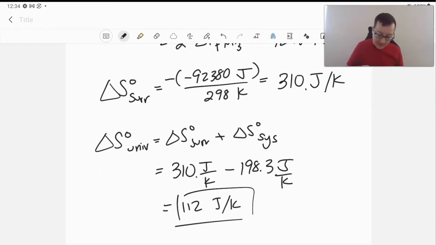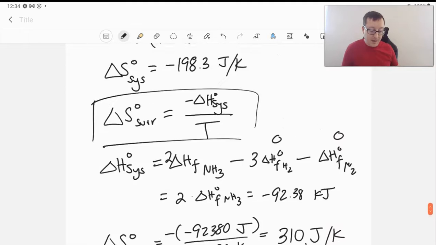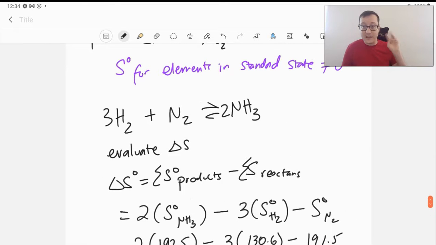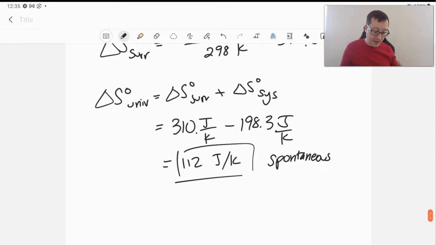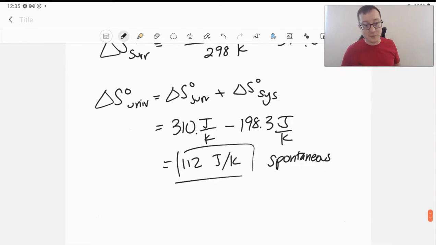Positive value means spontaneous. Hooray! So even though there is a lower entropy associated with this reaction, we're going from 4 moles of gas to 2 moles of gas, the enthalpy also plays a role in determining the spontaneity of the reaction. And we're not going to have to do this ever again because we're going to make an equation that's much easier for us. And we'll do that in the next video.